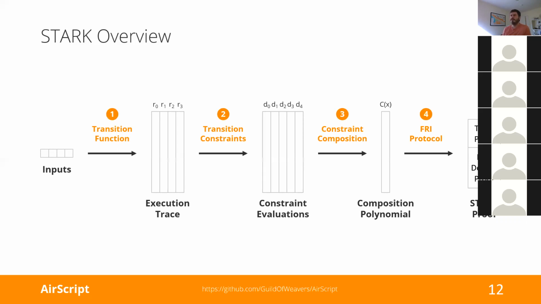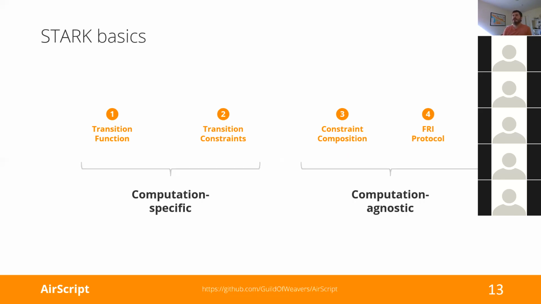I've skipped a bunch of things here. There is a degree extension and a bunch of other things that happen. But at the high level, this is the process. The important thing is that the first two steps are computation specific, and the other two are computation agnostic, meaning once I have my constraint evaluations, there isn't really anything different that I would do for one computation versus another computation.